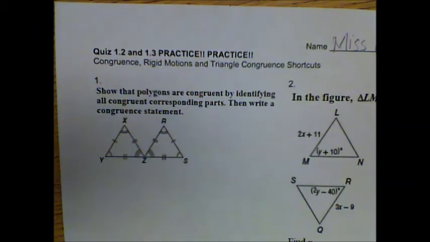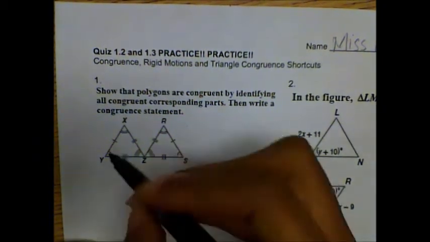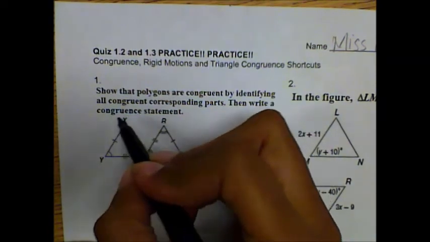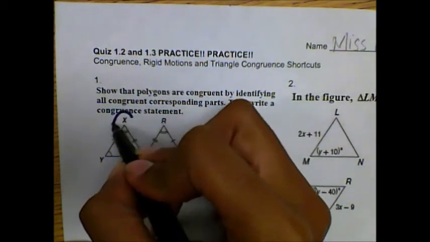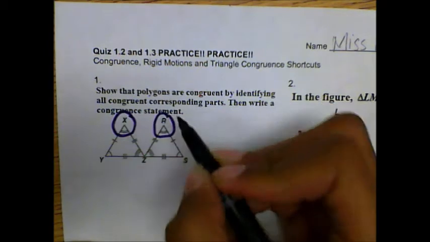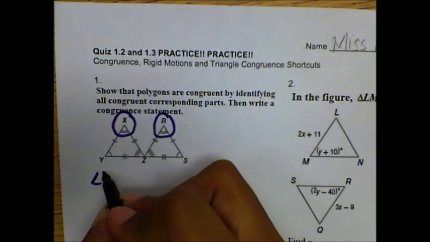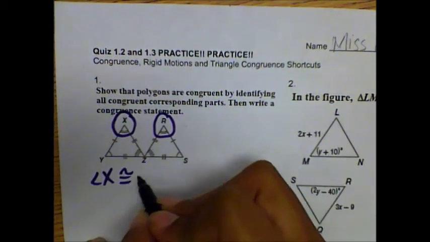So I see 2 triangles, and they've kind of helped us out by already putting the markings on the sides and the angles. So all we have to do is match the symbols in each of the 2 triangles. So I'm going to bring out my colors, and I'm going to match up the angles first. Now, in this triangle right here, we have angle X, and angle X is congruent to angle R.